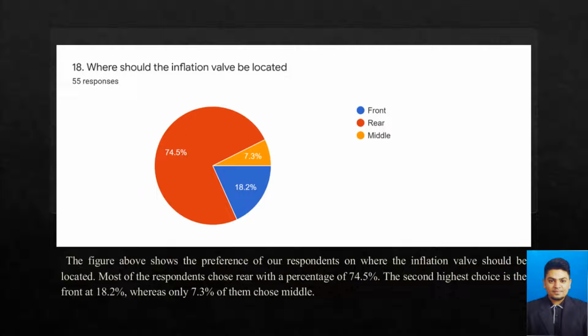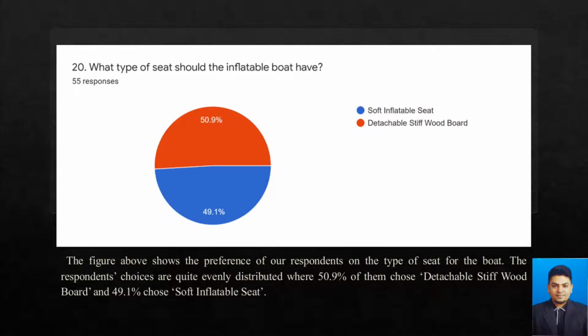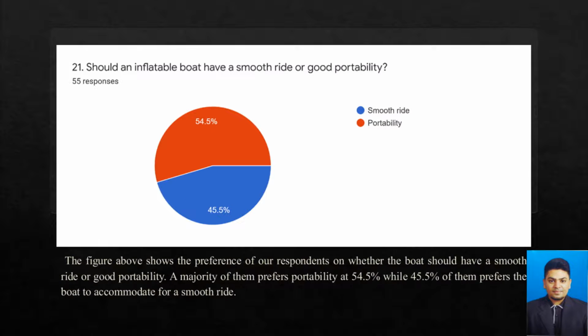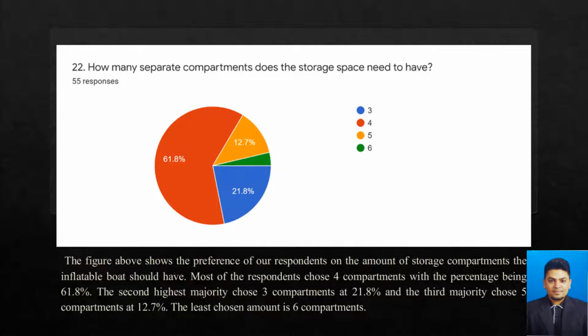This figure shows the inflation valve should be located in the rear. This figure shows our respondents chose a detachable stiff wood board as the ideal seat. This figure shows the respondents want a hard floor. This figure shows our respondents chose portability over a smooth ride. This figure shows our respondents want 4 separate compartments in the storage space.